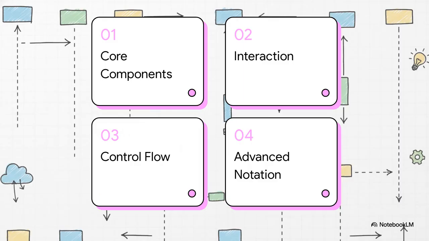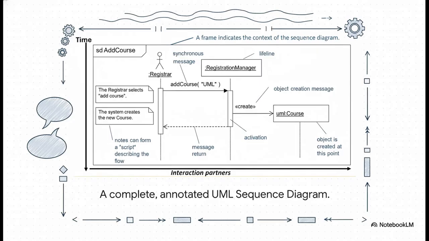Okay, we're going to break this down into four main parts. First up, we'll cover the core components, the basic building blocks. Then, we'll get into the good stuff, how interactions are actually modeled. After that, we'll look at the syntax for control flow and logic. And finally, we'll wrap up with some of the more advanced notation for things like object lifecycles and a few other edge cases. So take a look at this.